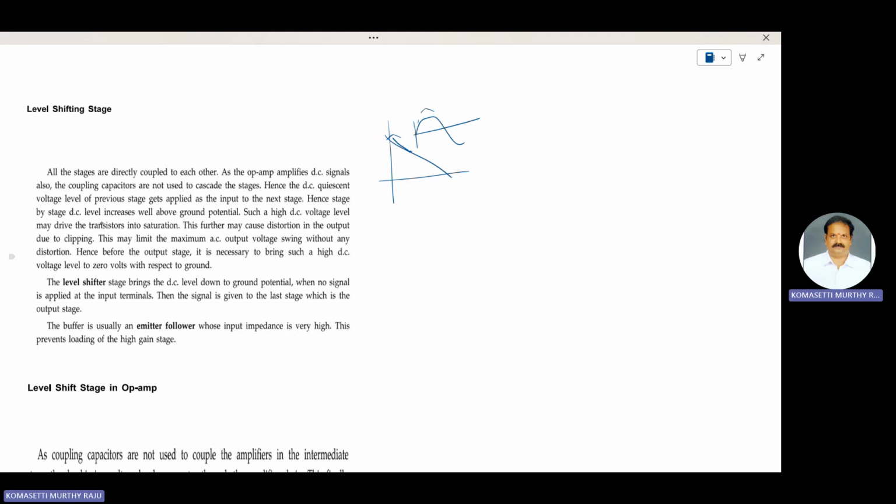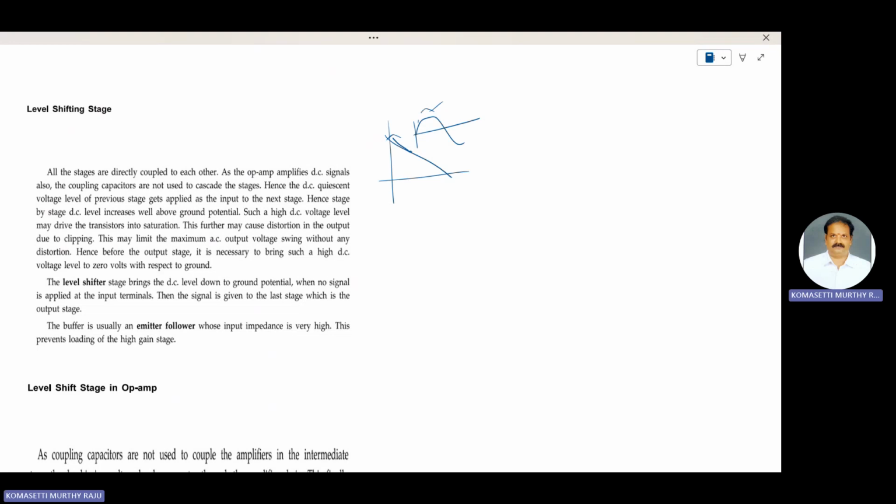Hence stage by stage the DC level increases well above ground potential. Such a high DC voltage level may drive the transistor into saturation. This may cause distortion in the output due to clipping, and may limit the maximum AC output voltage swing without any distortion.